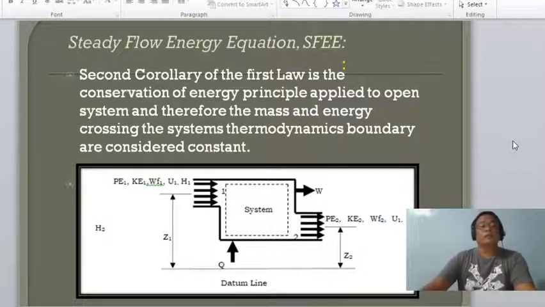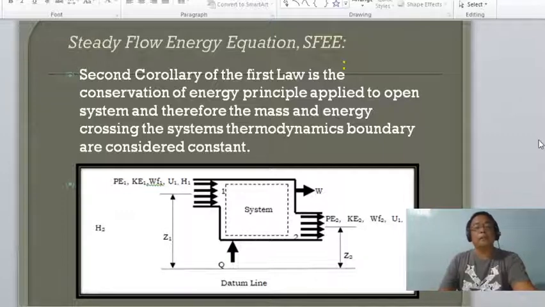So, this is the second corollary of the first law of conservation of energy, the principle applied to open systems. Therefore, the mass and energy crossing the system's thermodynamic boundary are considered constant. As the mass crosses the thermodynamic boundary, it doesn't change.